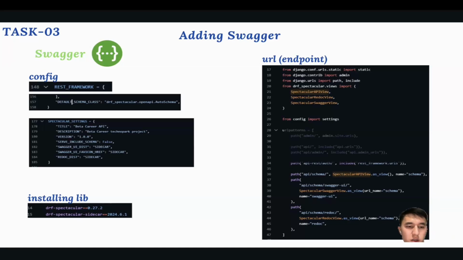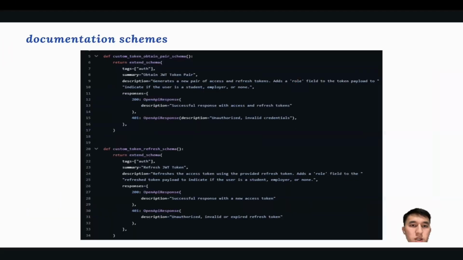Next one is installing the library, named drf-spectacular and drf-spectacular-sidecar. Next one is the URL endpoint. Documentation schema, it's my authorization endpoints.